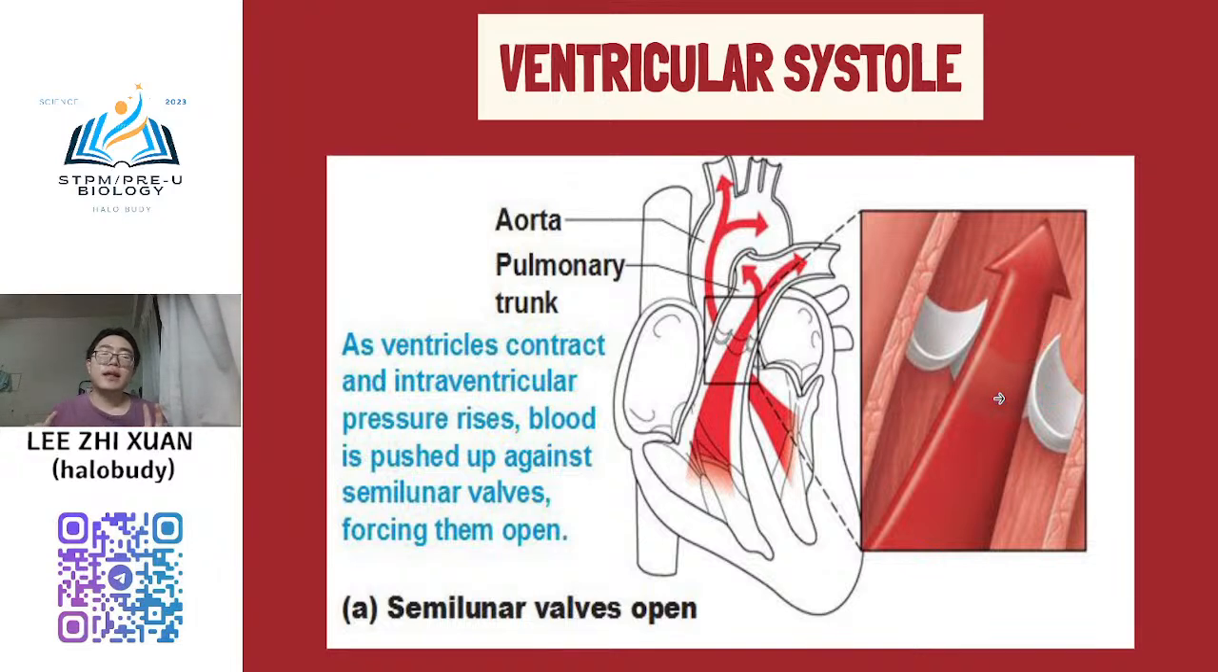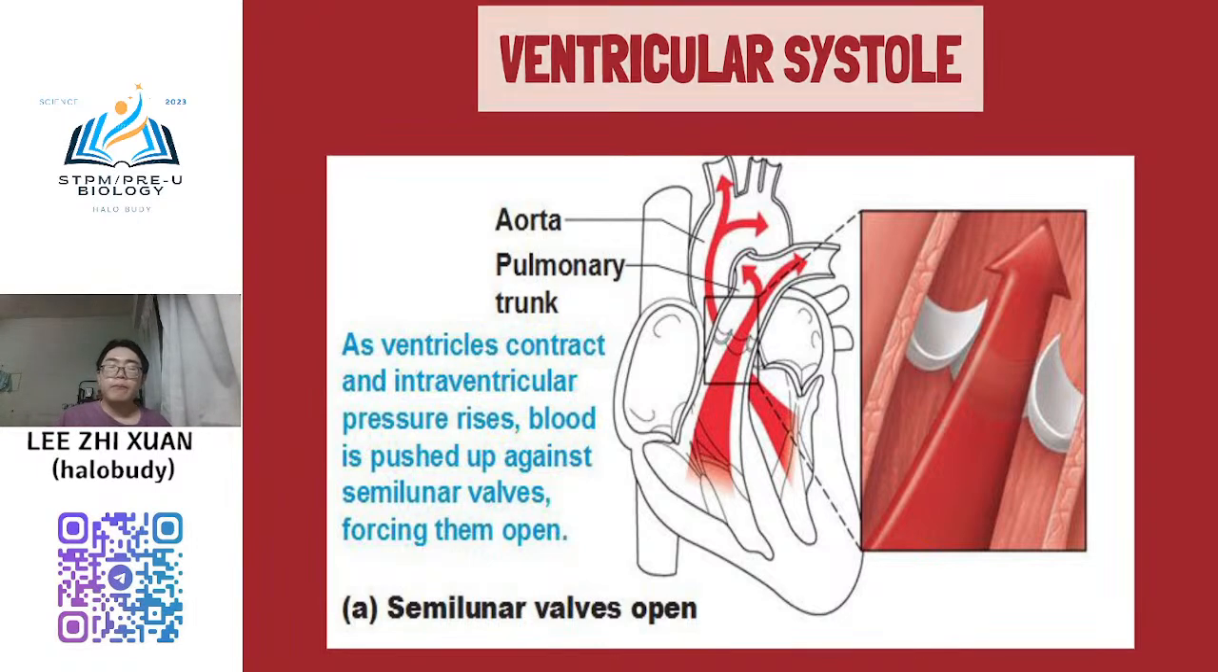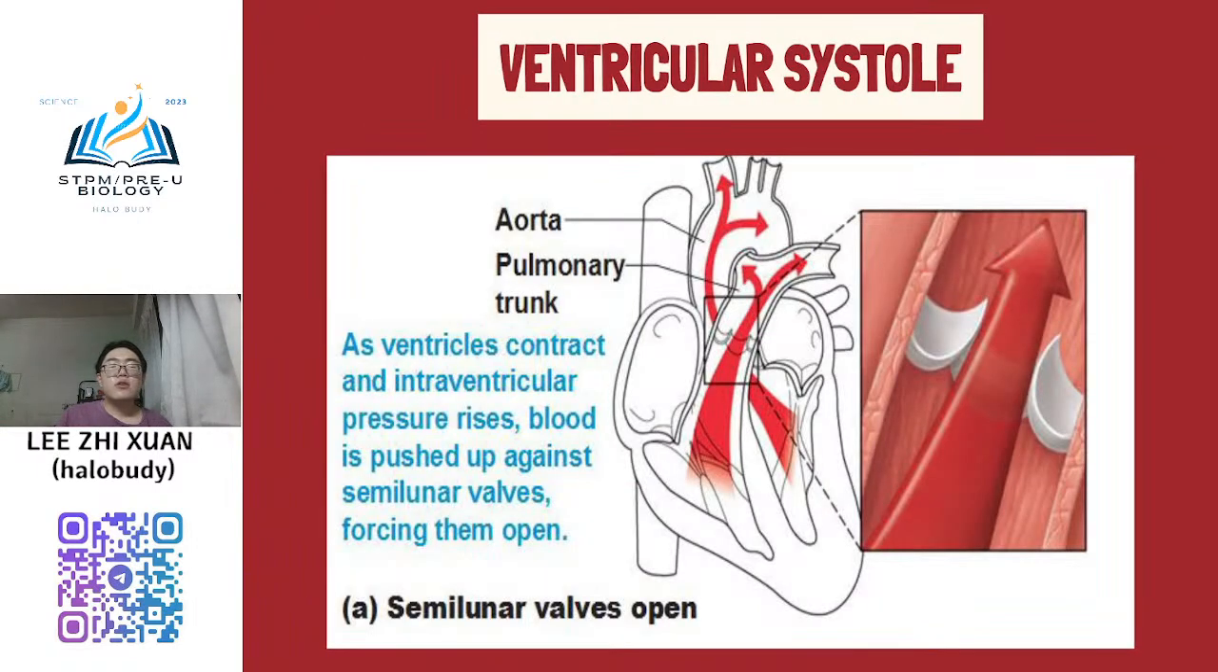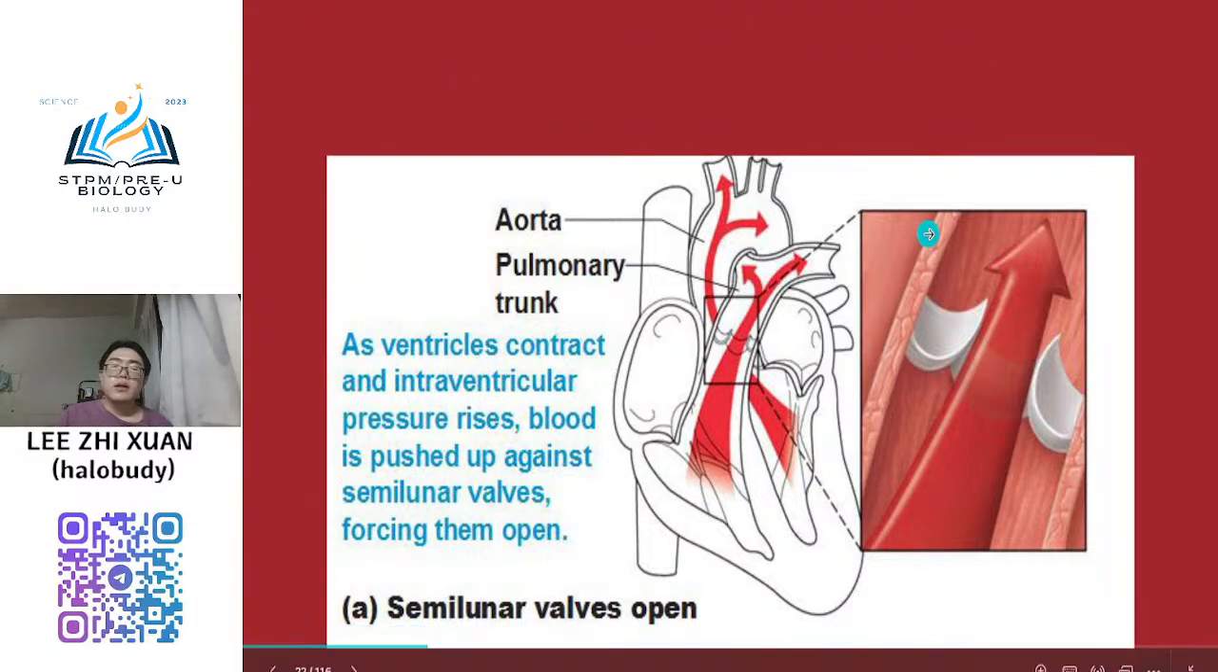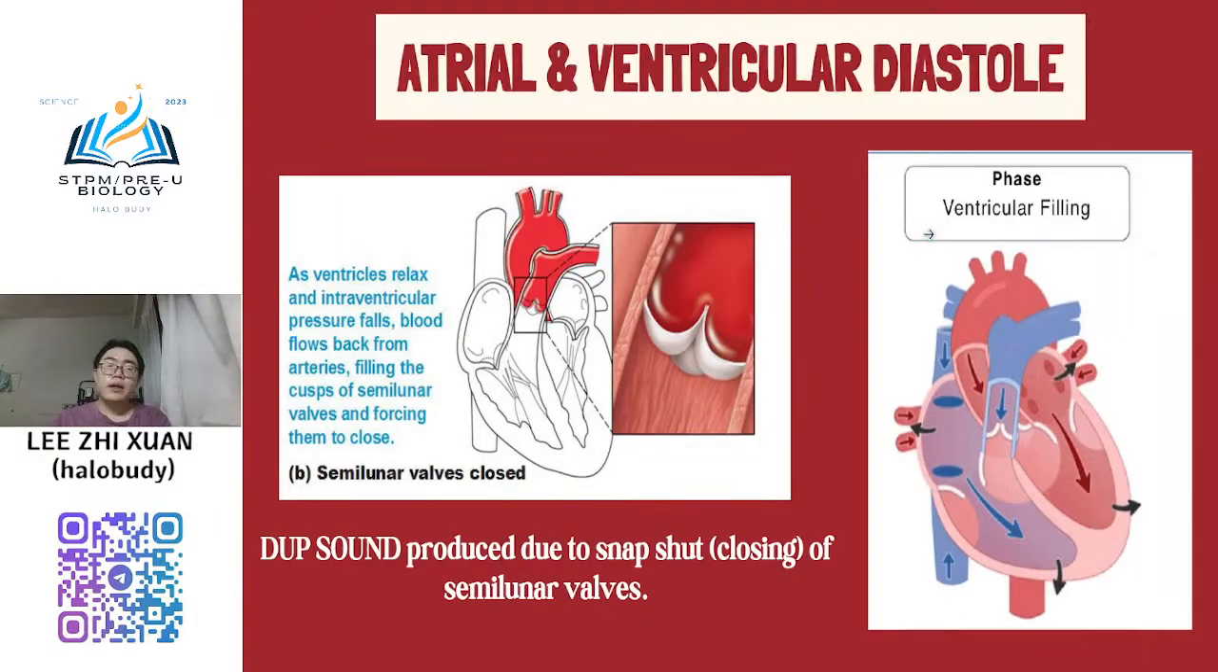So these are the things that happen in ventricular systole. Okay, next. I think everyone is clear. If anyone is not clear, please ask in the chat box. Next, I will explain the last phase, which is about the aorta and ventricular diastole.